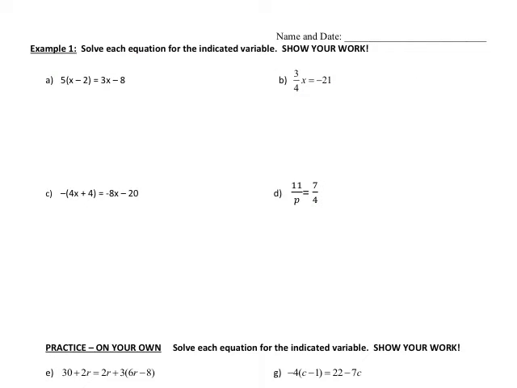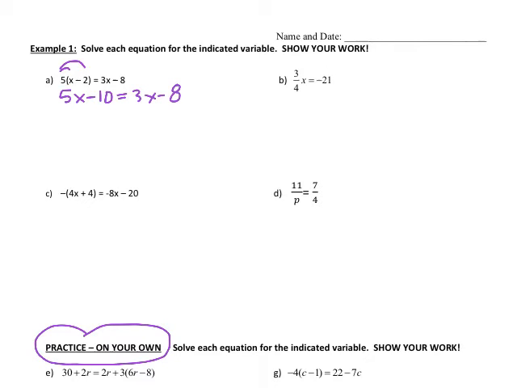On the back side of your paper, there are some example problems that I would like to work through with you, and then of course we have the practice problems that you're going to be doing on your own. And let's take a look at problem A. The first thing we want to do is do what we can to distribute. Okay, so on this one I have 5x minus 10. Remember, we have to multiply the 5 times the negative 2, equals 3x minus 8.